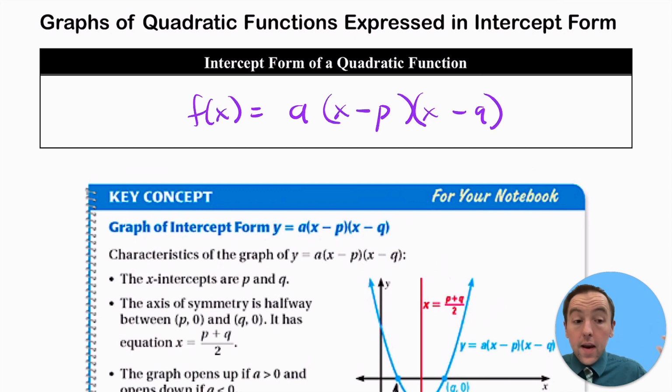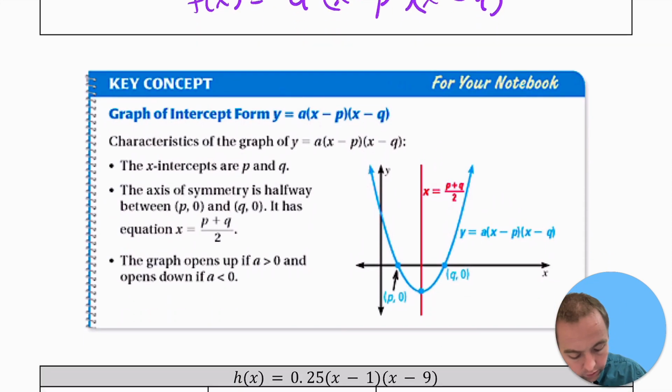It turns out that that a value has the same sort of effect that it does when you're dealing with vertex form or standard form of a quadratic function. So if a is positive, the parabola is going to open up. If a is negative, the parabola is going to open down. If a is like a 2, something that's bigger than 1, it'll vertically stretch the graph. And if a is like 3/4, or something that's less than 1, it'll vertically compress the graph. So it'll have all those same effects.